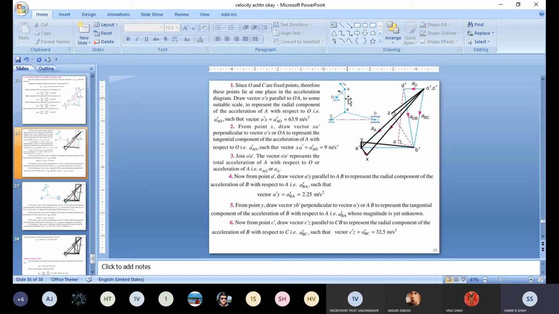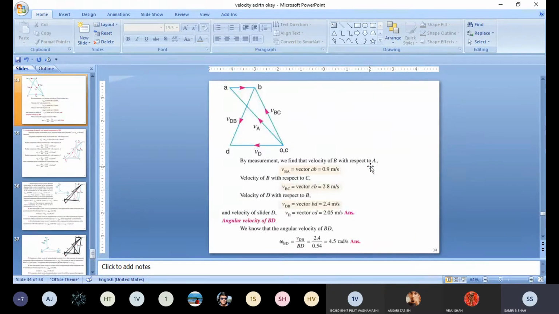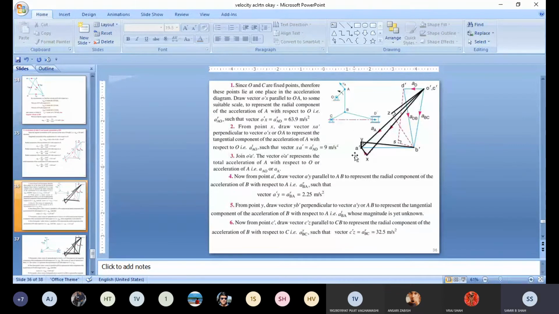As you see in the diagram, we have to draw the radial part of AB that starts from A dash. So it may be parallel to AB. We have drawn this, but how much is it? For AB it may be 2.25 meter per second square. So it means we have to take 2 mm. So A dash y is equal to 2 mm, as you can see here also. A dash y is 2 mm. After that we have drawn one line. We just repeat that thing. After that we have drawn the line which is perpendicular to the line AB.